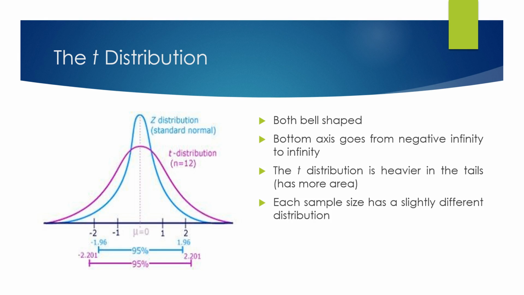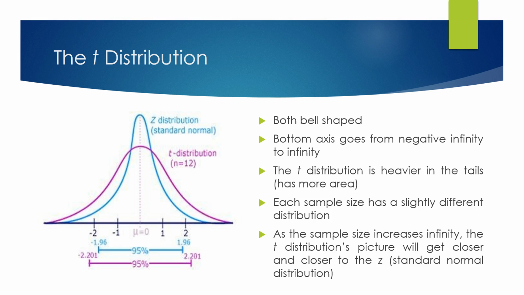Each sample size has a different distribution, which is a new concept to us right now, but we'll see on the next slide exactly what that means for our lives. And then lastly, as the sample size increases to infinity, the t-distribution eventually becomes the normal distribution almost exactly. Think central limit theorem, that magic rough cutoff of 30. That will come back and that will be involved in this as we go forward.